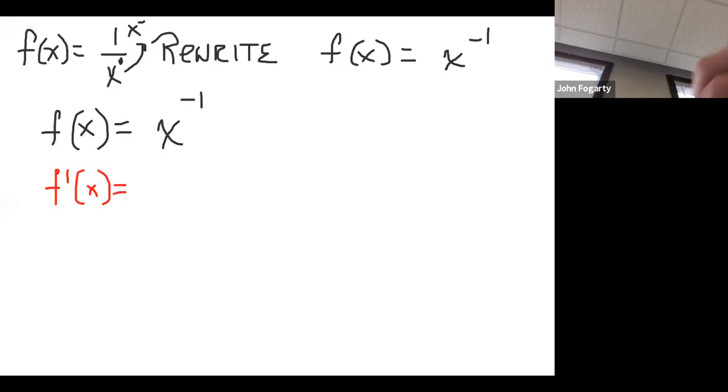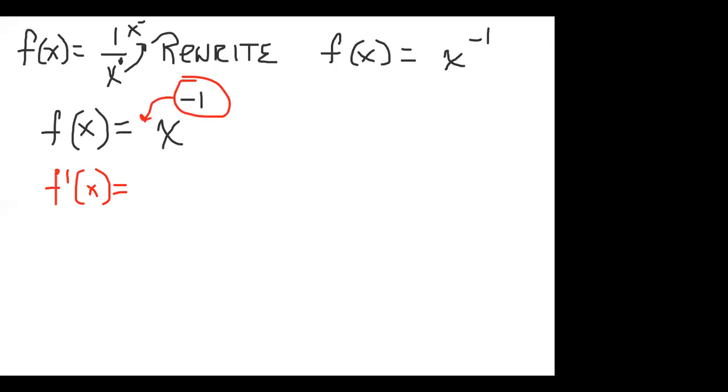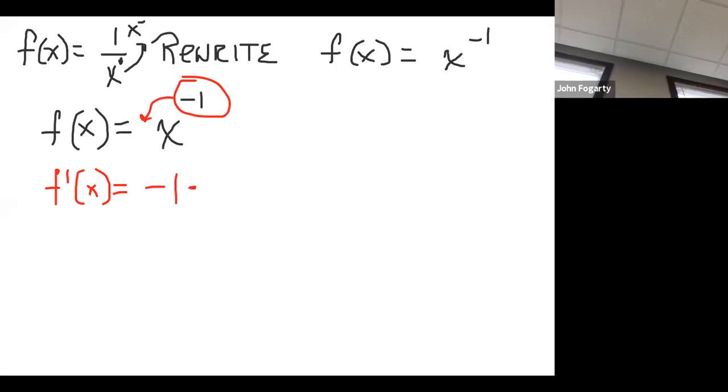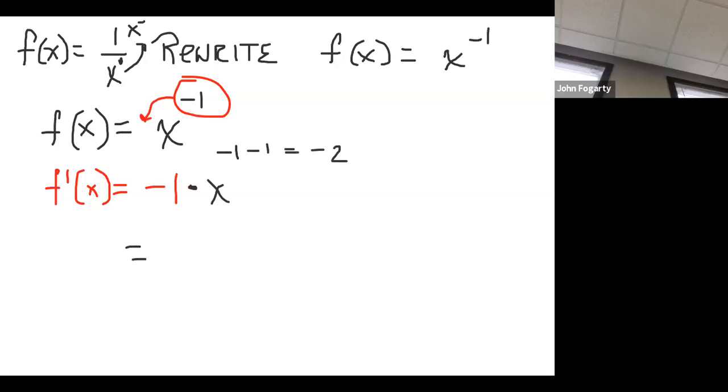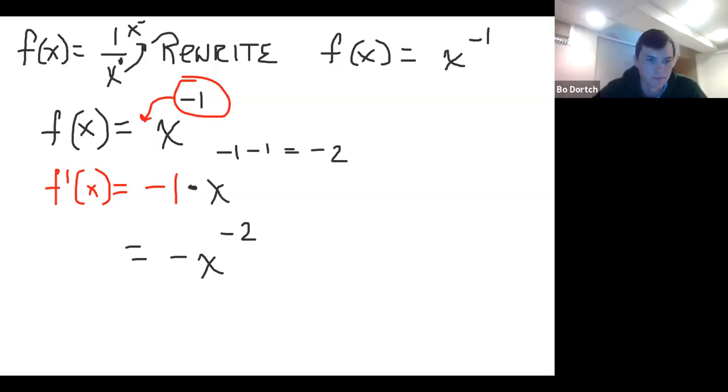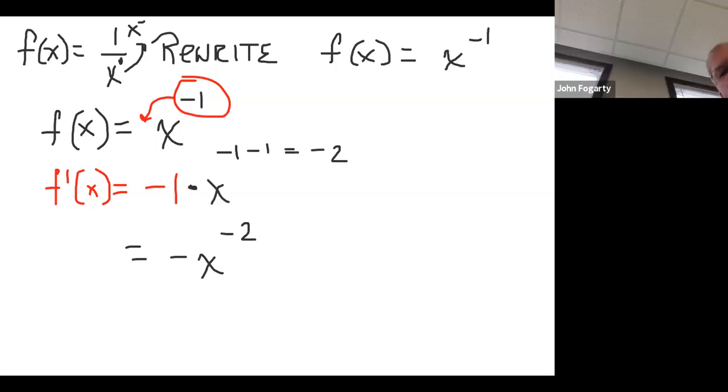Well, now the rules are really simple. What do I do with that negative 1? Move it out front. So I get negative 1 times x, and then what's a negative 1 minus 1? Negative 2. So I don't really write negative 1, I just write negative x to the negative 2. Does that make sense? Yeah, so sometimes what you got to do is rewrite the function to get it in the form that you want.